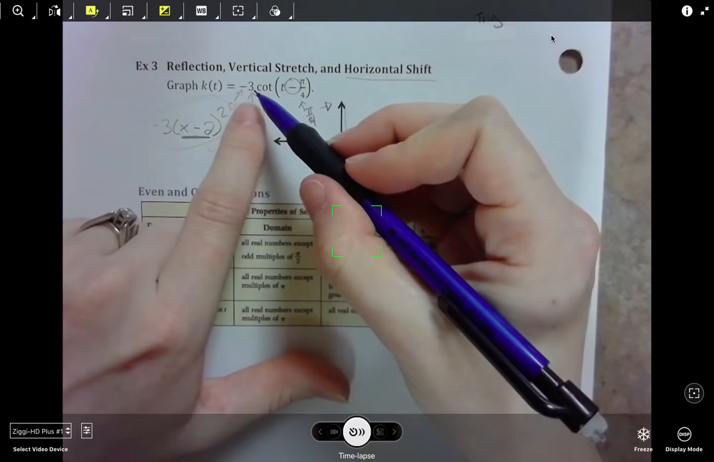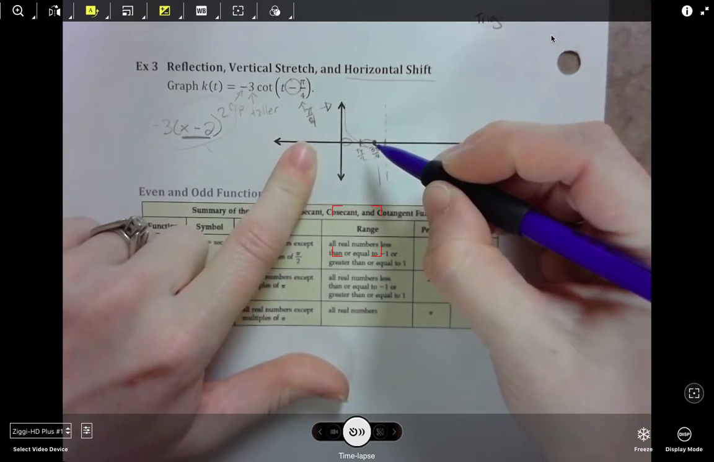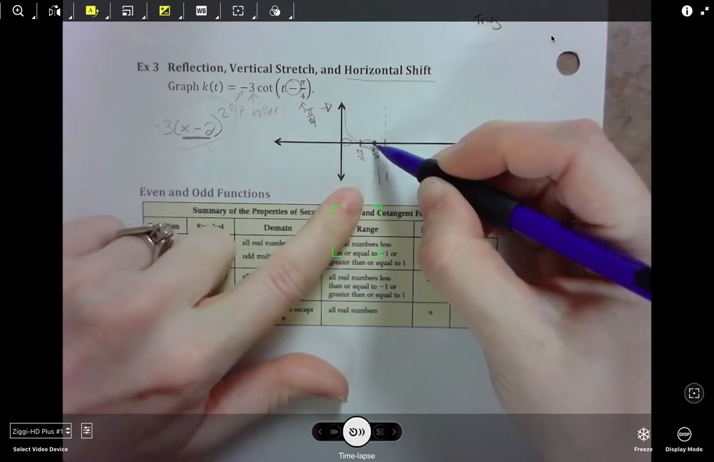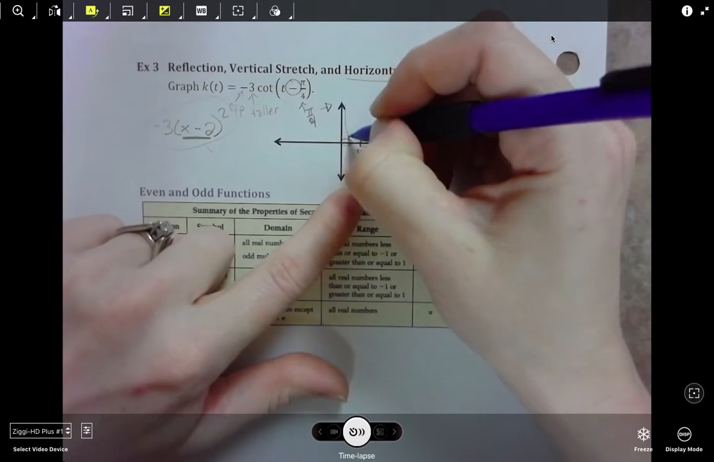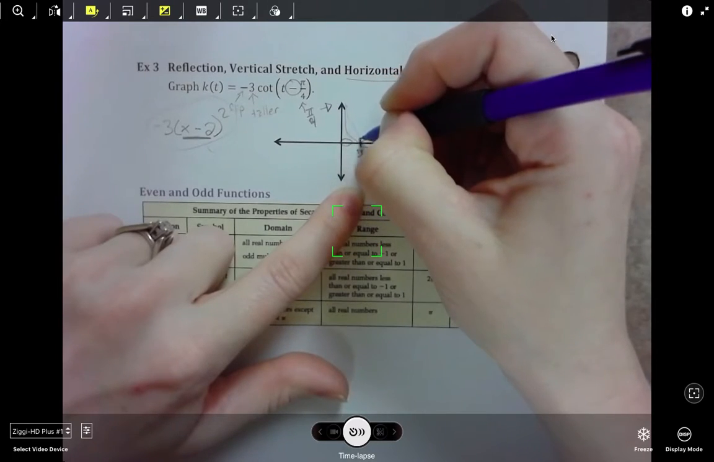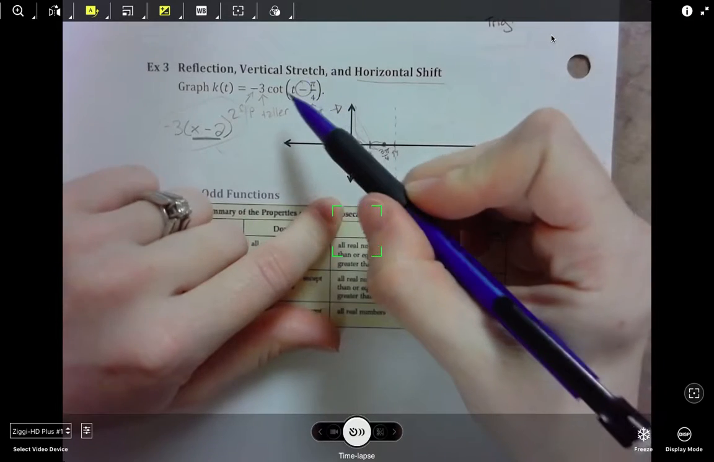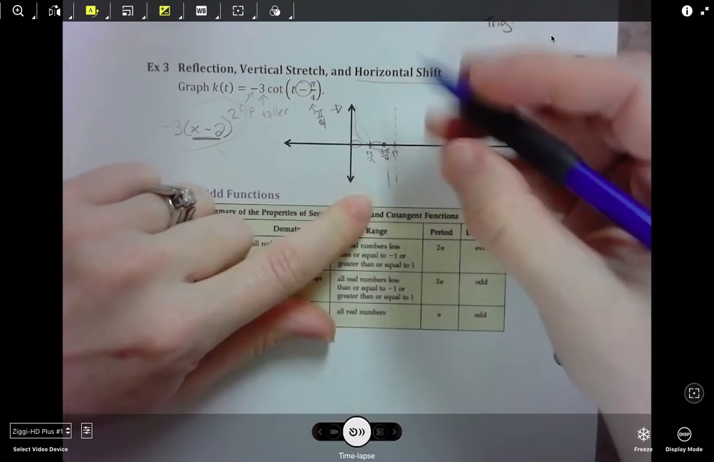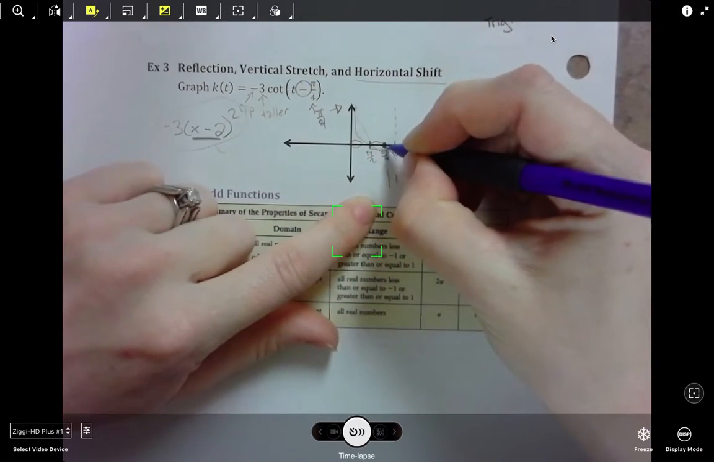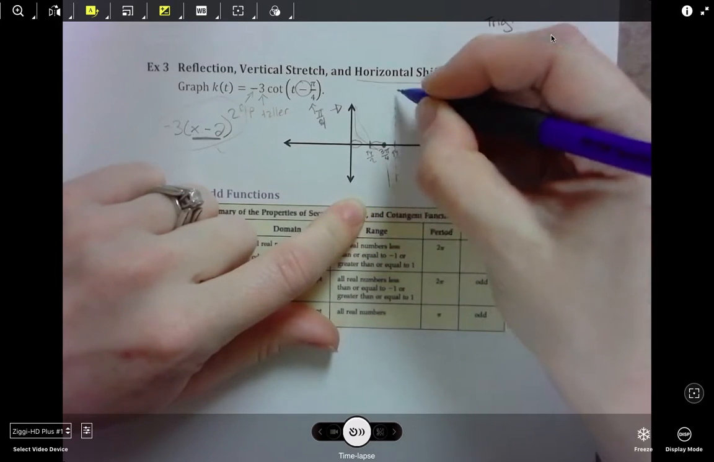And now I want to do the negative 3. The 3 is going to make him taller, so he's not going to be quite so bendy. He's just going to be kind of raised up a little bit. And then the negative is going to flip him in the other direction. So he's going to cross through that point, and he's going to go this direction.